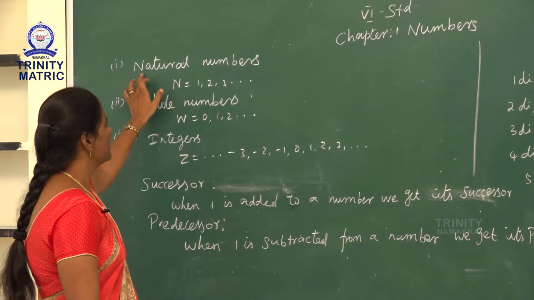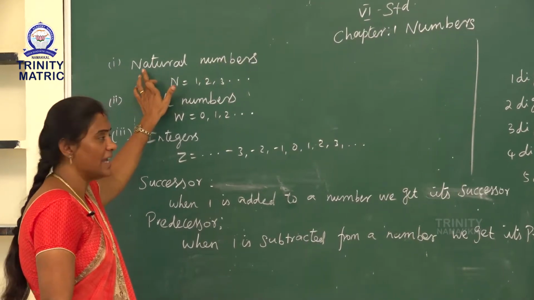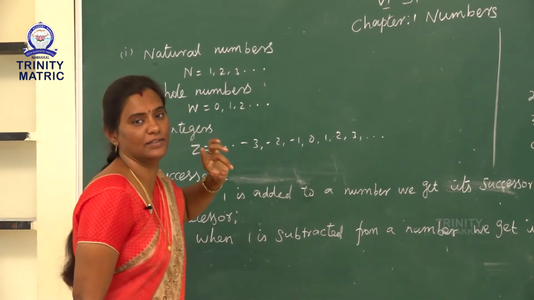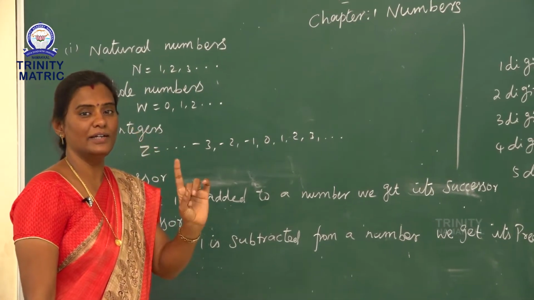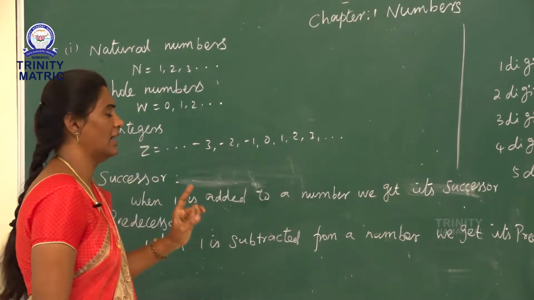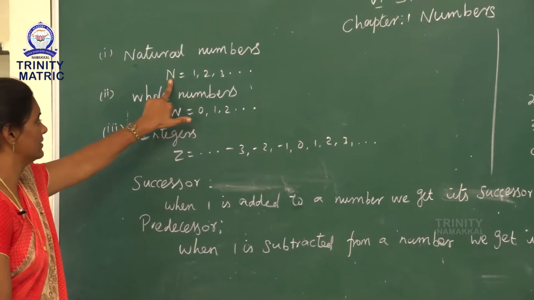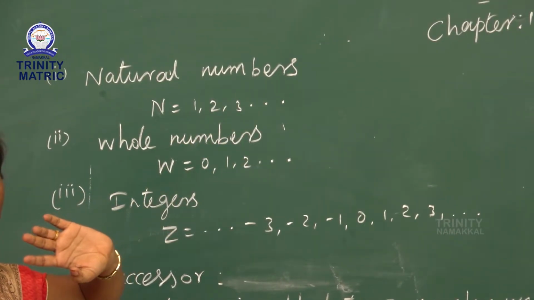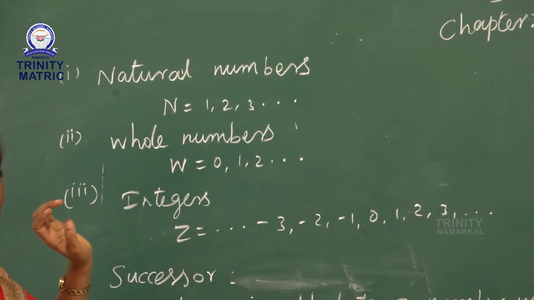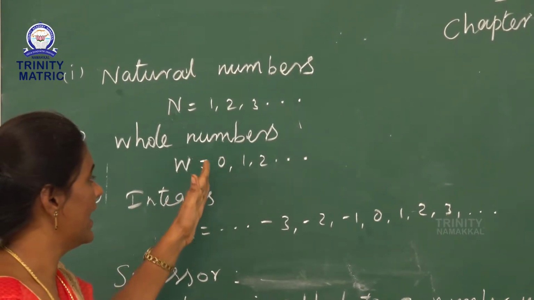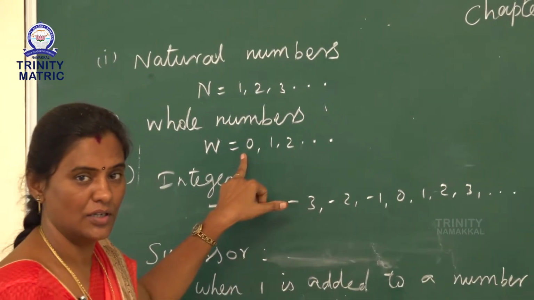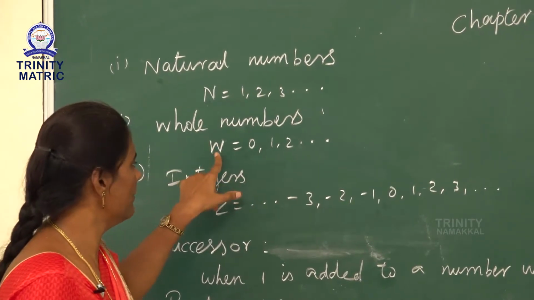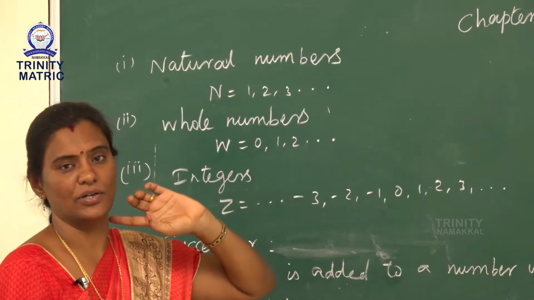Okay, now see natural number. A natural number is nothing but a number that starts from 1. It is denoted by capital N. So natural numbers we write 1, 2, 3, etc., and it goes on. Then whole number. A whole number is a number that starts from 0. It is denoted by capital W. The whole numbers are 0, 1, 2, 3, etc.